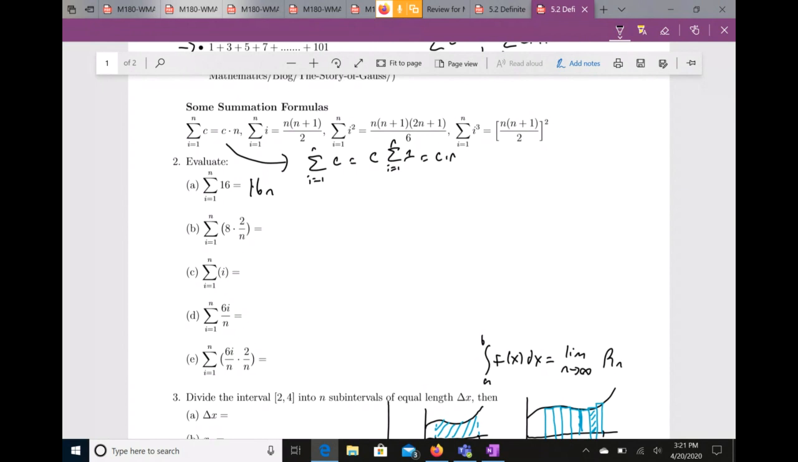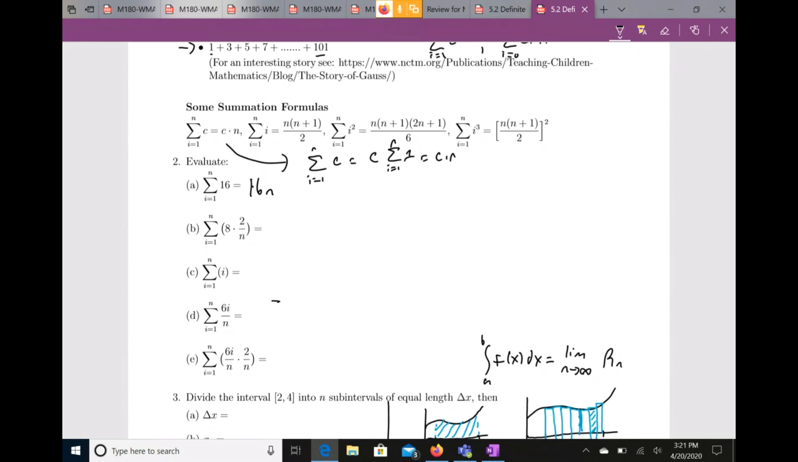Okay, I'm going to skip to D because I want you all to work on a few of these. But looking at D, again, anything that doesn't depend on i, if the terms are just being multiplied, you can pull that outside of the summation. So this sum is the same thing as the sum from 1 to n of i, and I'm just multiplying by 6 over n. You can't pull the i out because that's varying as the index changes. But the 6 over n part doesn't change at all.